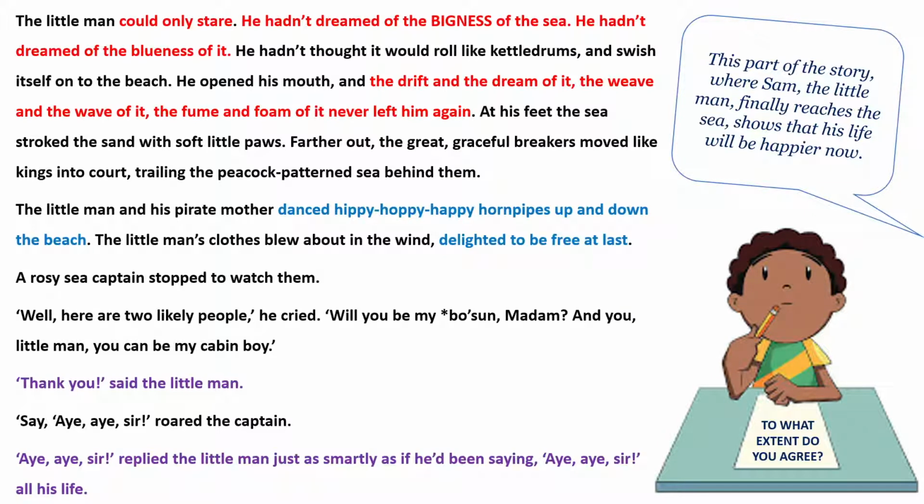So everything that's shown in a red or a blue or a purple colour is an example of something that I think agrees with that other student. Everything that's highlighted in those different colours I think is agreeing that Sam, the little man, finally reaching the sea, is showing that his life is going to be happier now. So I've picked out the fact that when he gets to the sea, he can only stare. He hadn't dreamed of the bigness of the sea, he hadn't dreamed of the blueness of it. If I've left something in that black ink, then it means I'm not going to use it for this question.